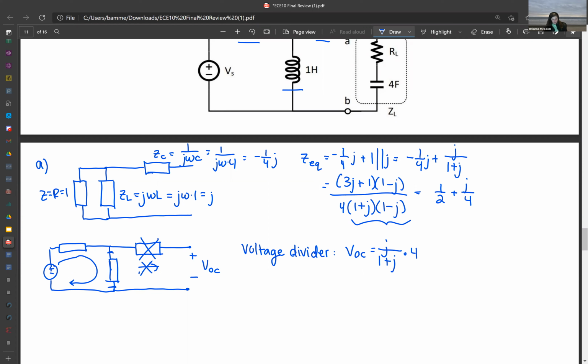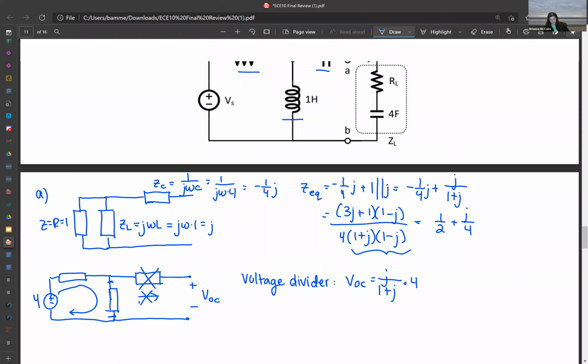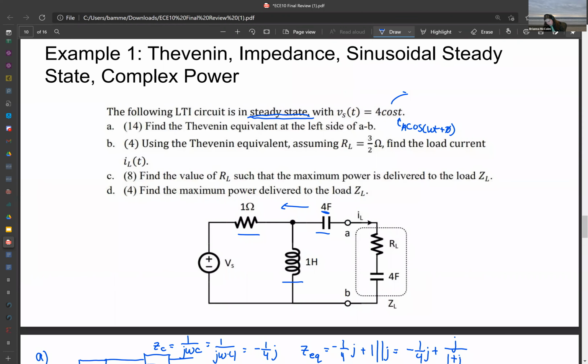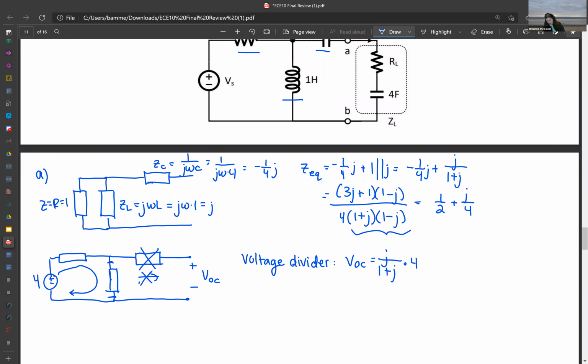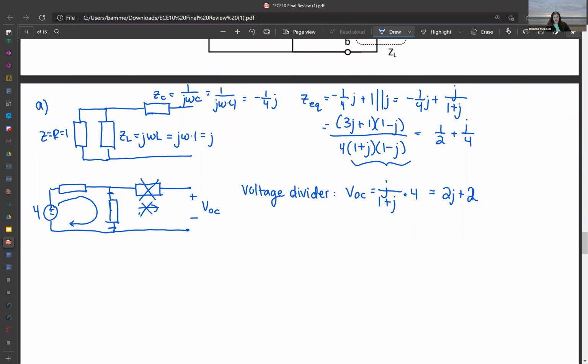And so you should remember your voltage divider equation is the voltage across it divided by the sum. And then your voltage here is 4, because remember we're looking at the sinusoidal steady state, so this becomes 4 e to the j 0, and so that becomes 4. So you should get 2j plus 2. Sorry, plus 2. Okay, so now we have the open circuit voltage and the equivalent impedance.